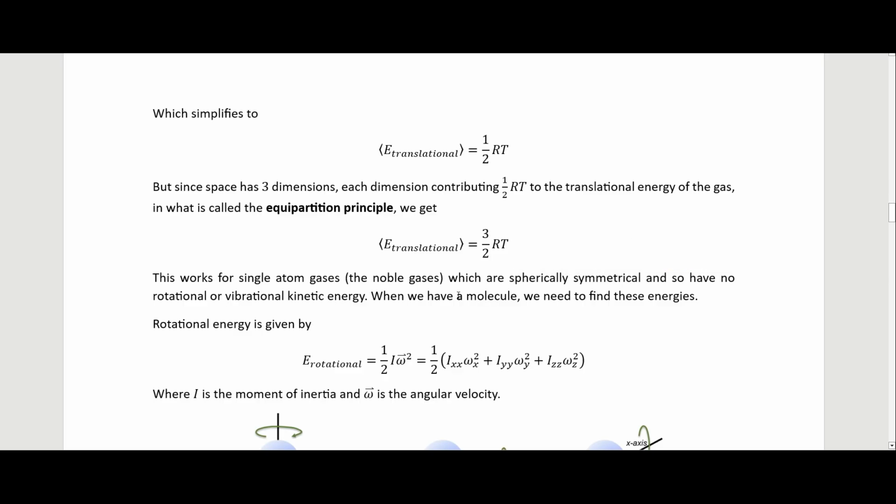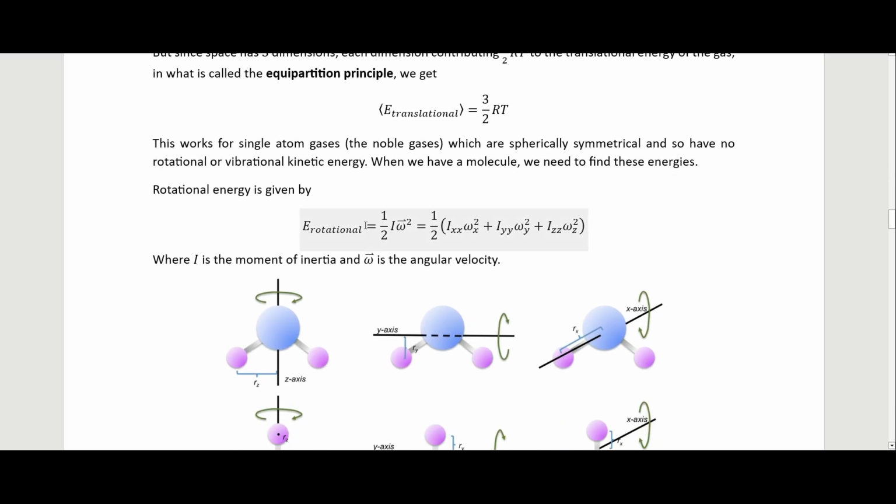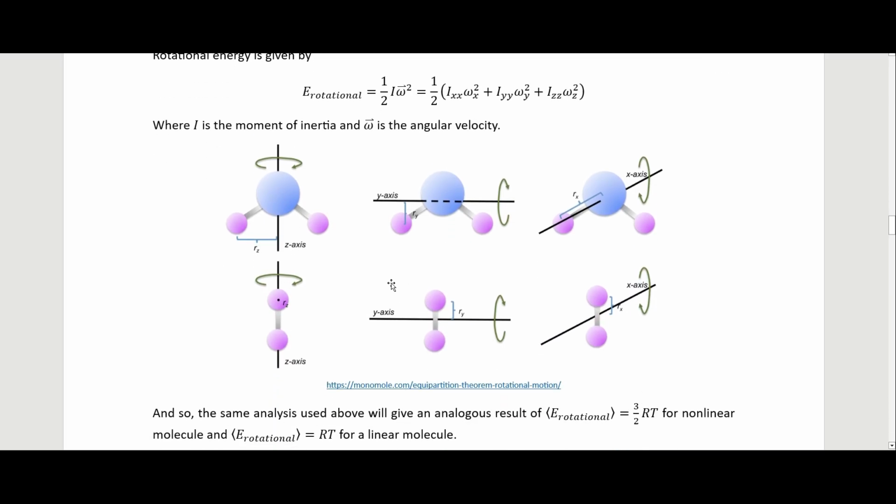When we have a molecule, however, so something that's not spherically symmetrical, we need to find the energies of the rotations and vibrations. So rotational energy is given by this. I is the moment of inertia, and omega here is the angular velocity. This can be broken down into 3 components right here. But what we're looking at is this, where we can have rotation around the z-axis, around the y-axis, and around the x-axis. And so what we can see here is that if we have a nonlinear molecule, then all 3 of these axes will be in play.